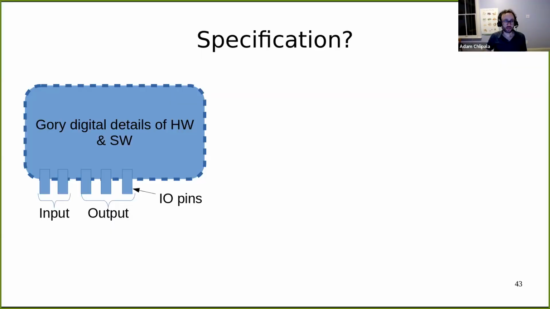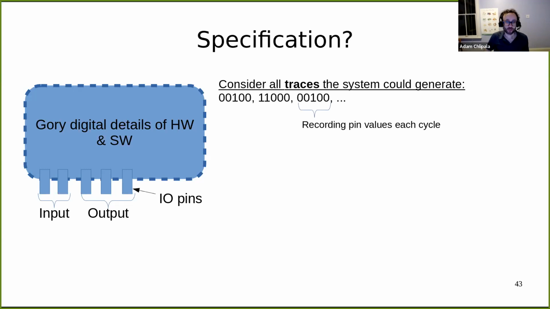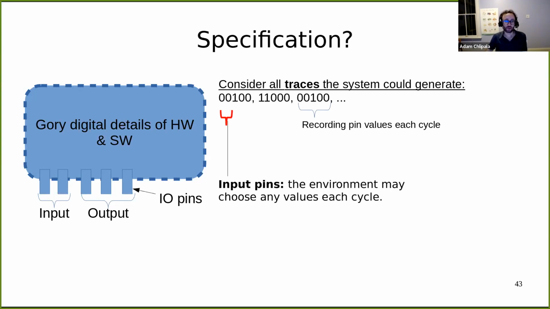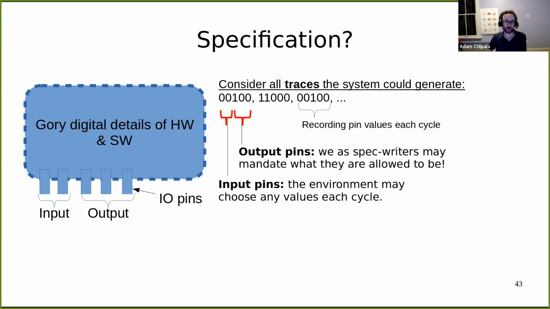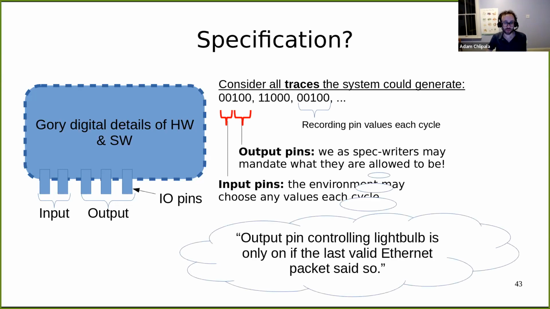So the right kind of specification for this sort of system, as we think about the hardware and software as a black box together with some IO pins carrying bits, and we consider all traces the system could generate, where on every clock cycle we measure the pins and see where the ones and zeros are. The input pins are under the control of the environment. We need to be ready for any values they take on, but the output pins are ours to specify, saying exactly which outputs are legit at each moment based on which inputs came in up to that point. So we can write a spec for this system saying the output pin controlling the light bulb is on exactly when the last valid Ethernet packet said it should be.